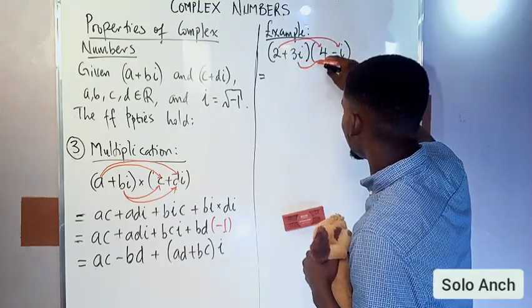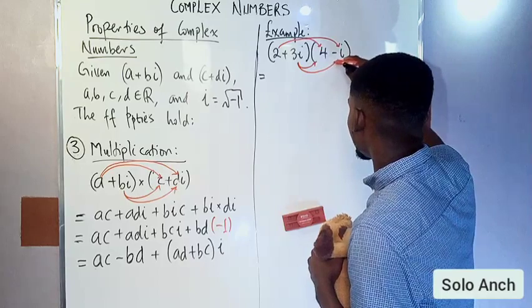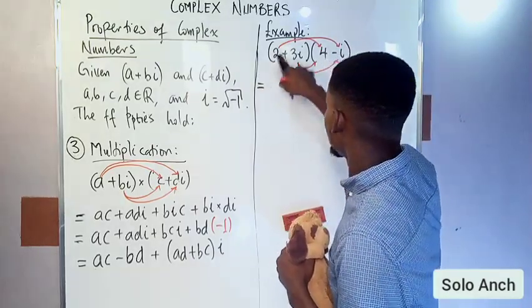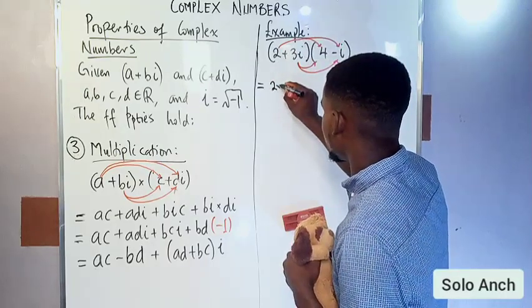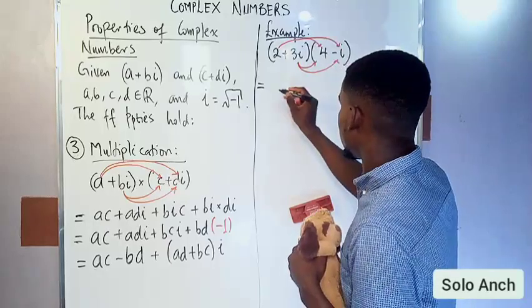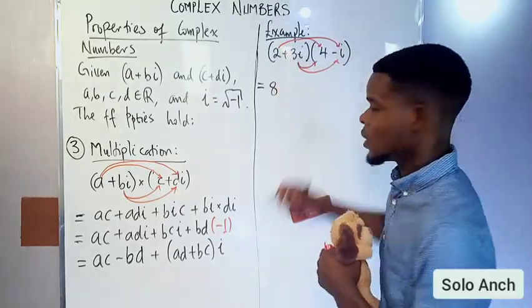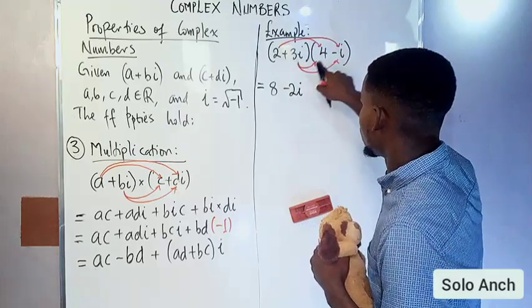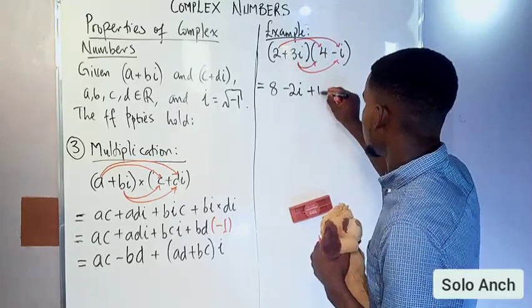Then we use 3i to multiply with 4, then that same 3i to multiply with the other part. So from here we're going to have 2 times 4. In fact, there's no point. 2 times 4 is 8. Then you multiply 2 with negative i, that's negative 2i, right? Good. Then we compute this and that, that's 12i.